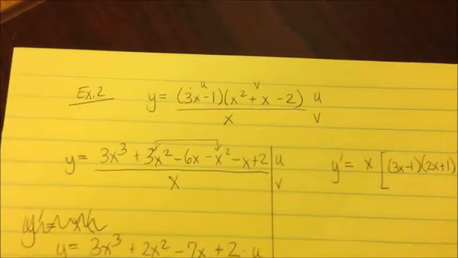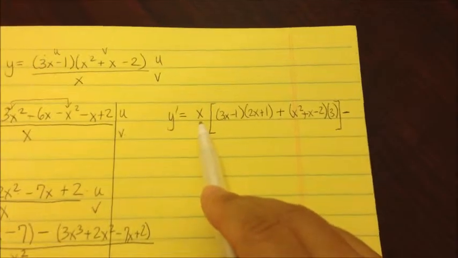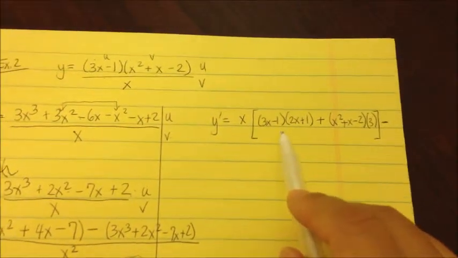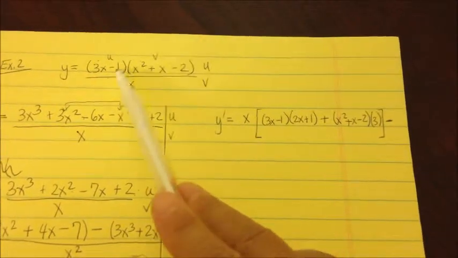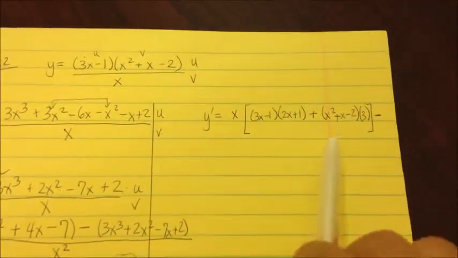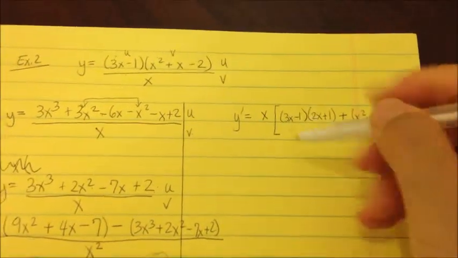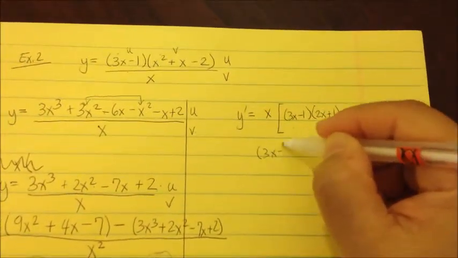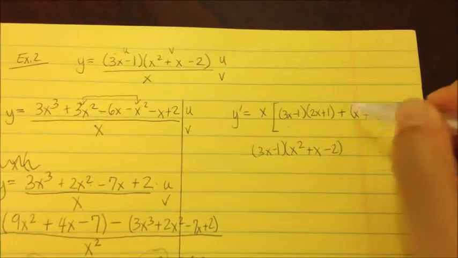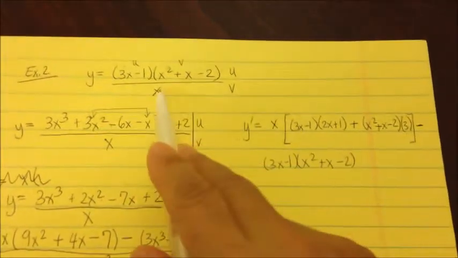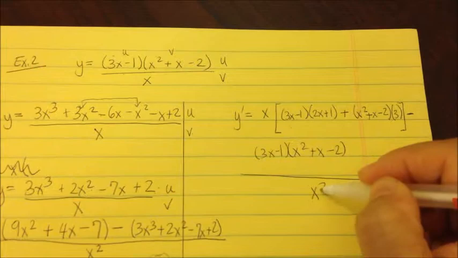So I close my brackets right here, and then I do a minus because that was v right there, derivative of u. The derivative of u is where it became another layer of uv multiplication problem. So that's why we had to do it this way. Okay, then it becomes minus, and then u, so in that case it'll be that 3x minus 1, x squared plus x minus 2, all of that is your u times the derivative of v, which is in this case 1, right? And then all over the denominator, which is x squared.